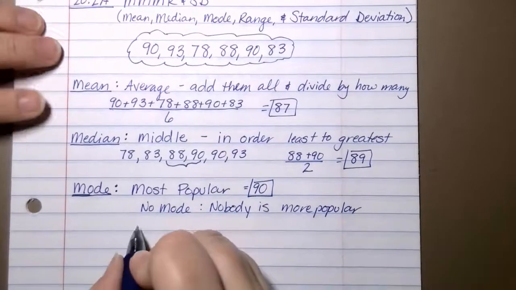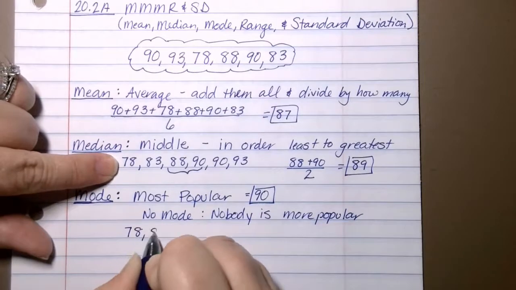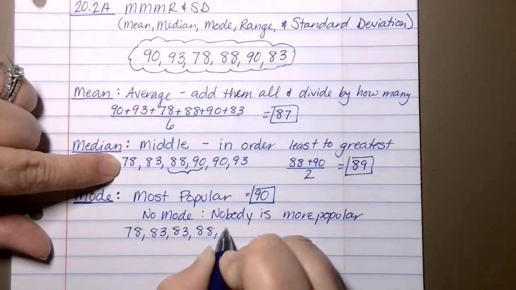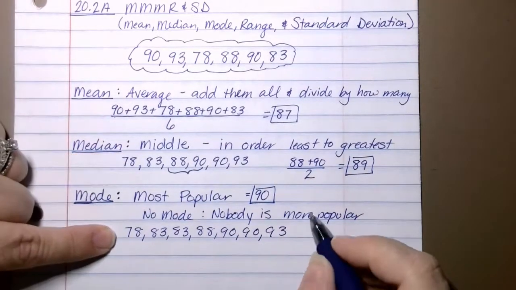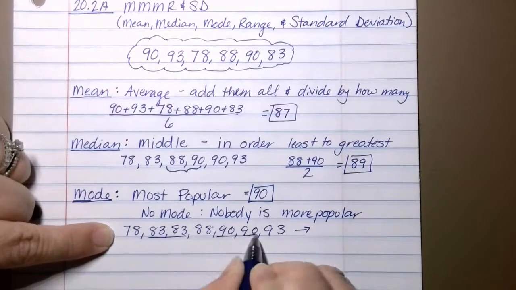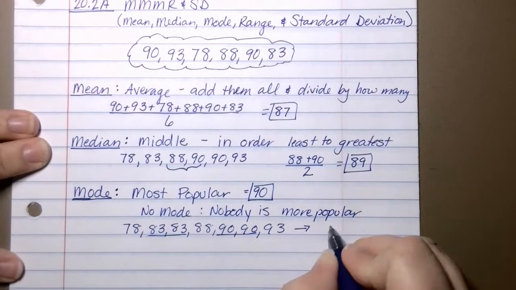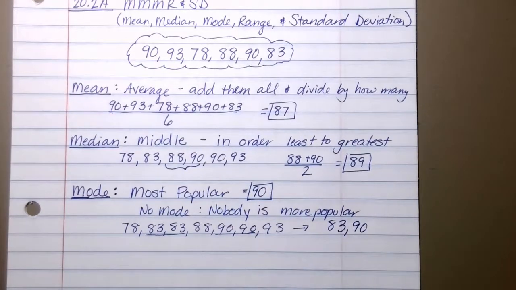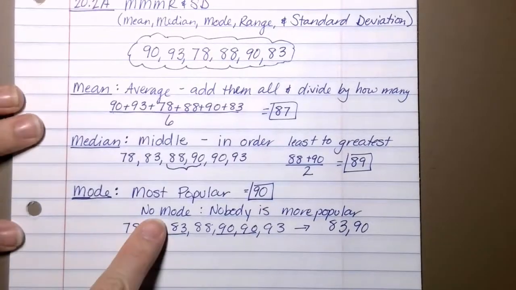You can also have more than one mode. For example, if my list was, let's say, I'll write it in order here, 78, 83, 83, 88, 90, 90, 93. What's the mode there? 83 and 90, because they are both more popular than everybody else. So you can have more than one mode. You can have only one mode, or you could have no mode.